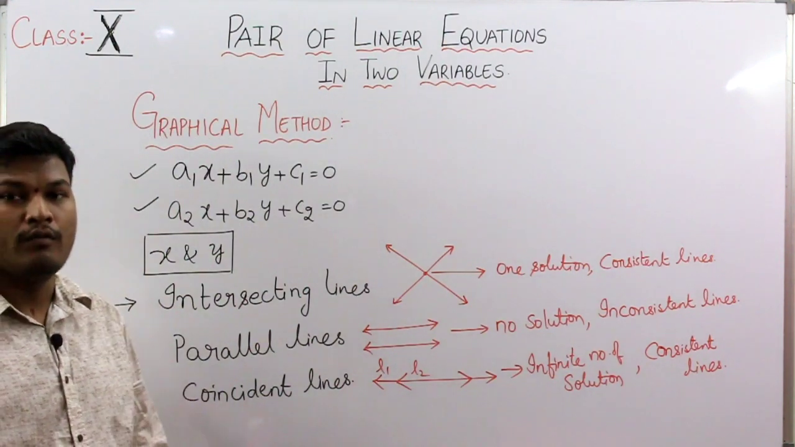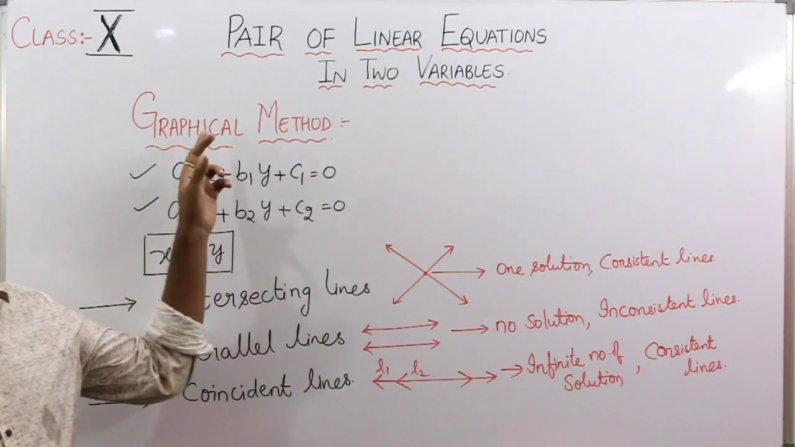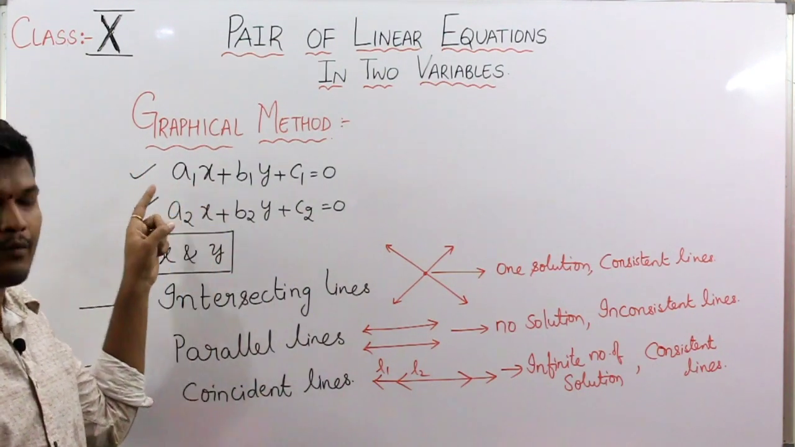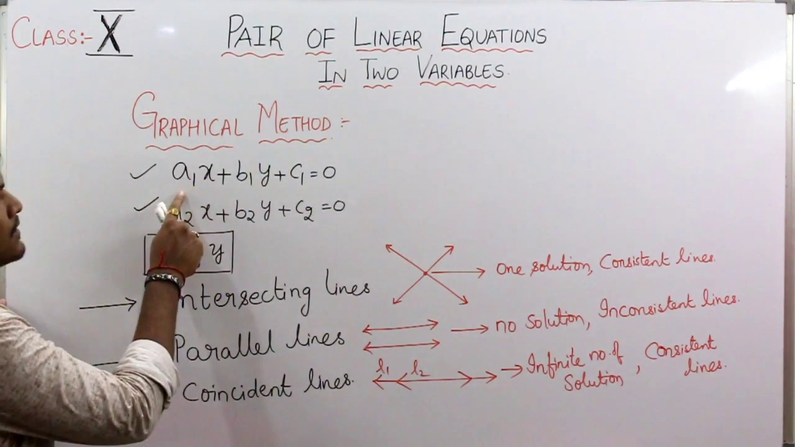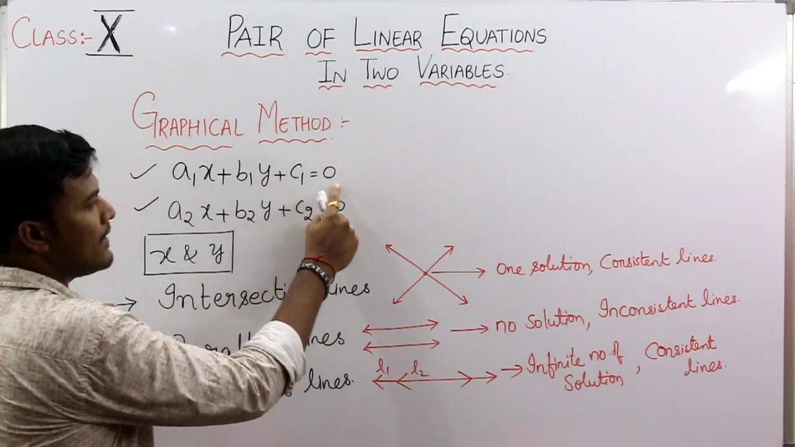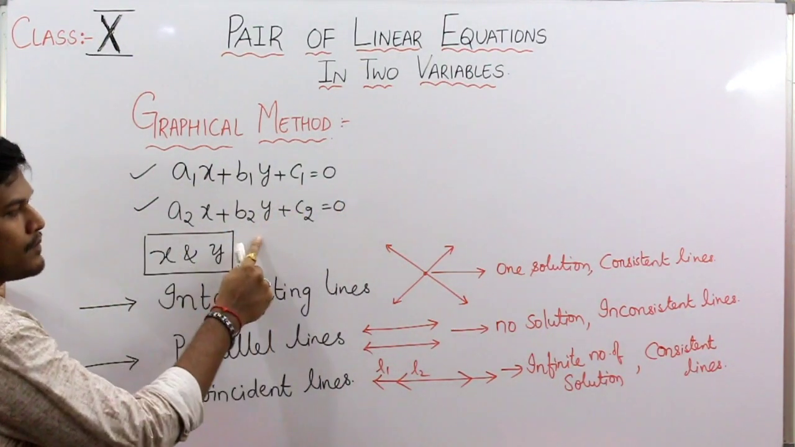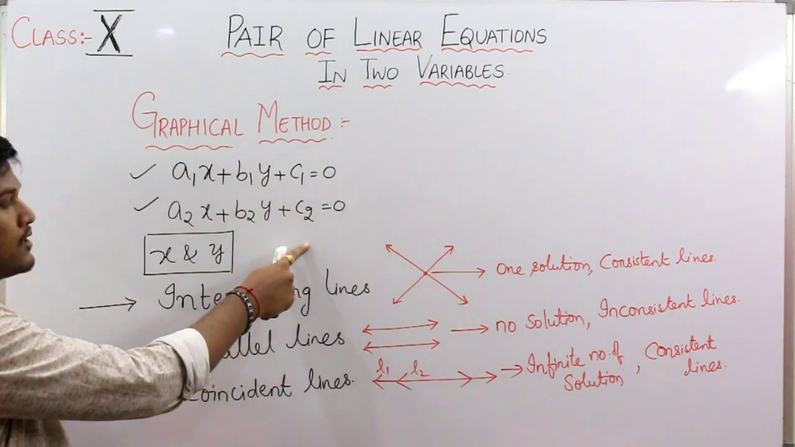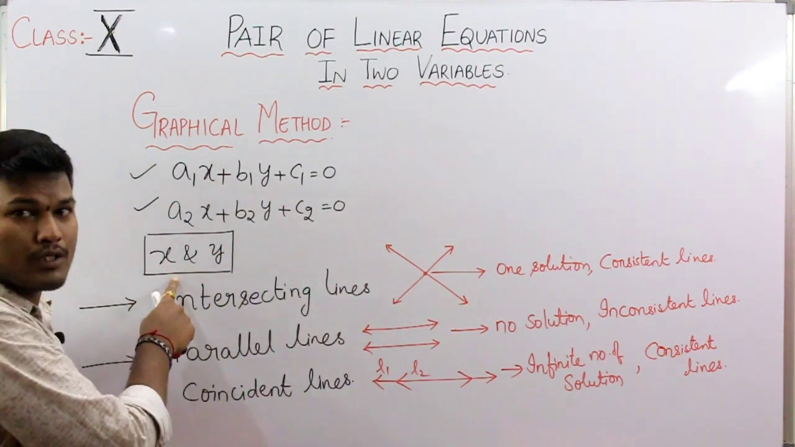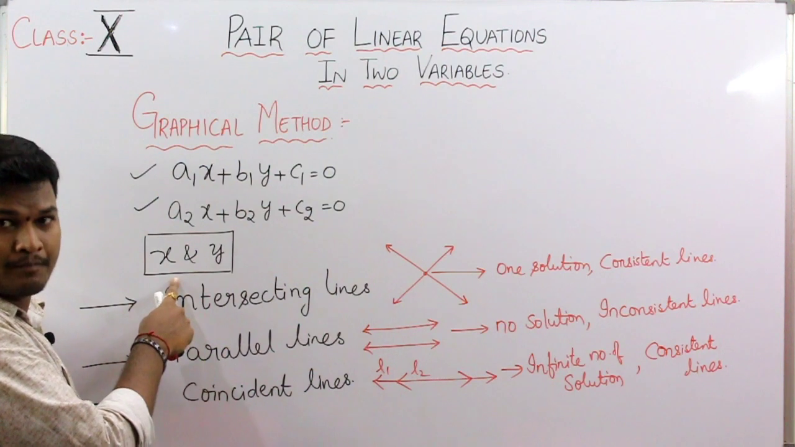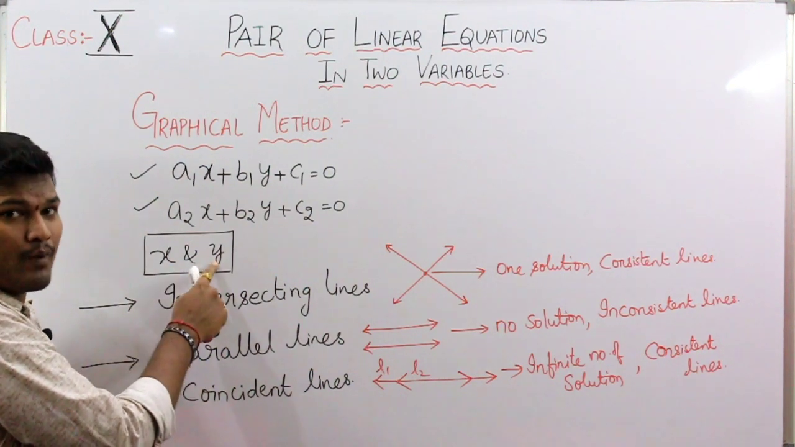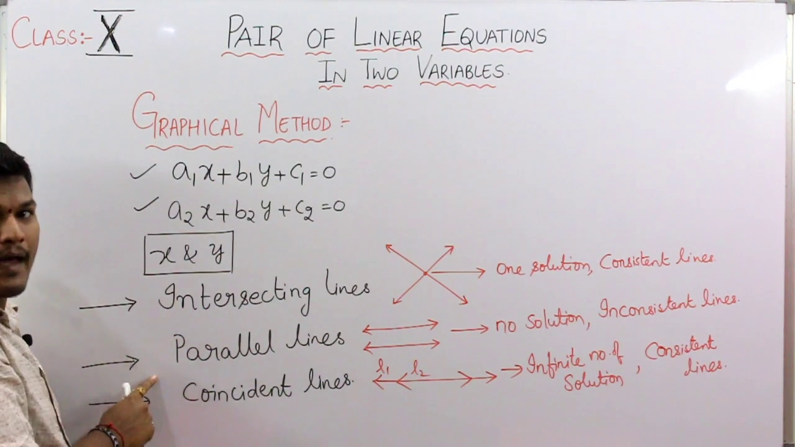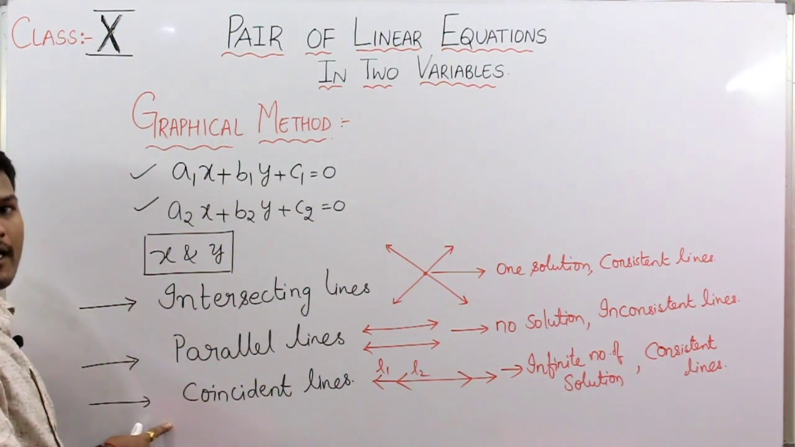Okay, so now from this what we can conclude is, in the graphical method we have considered a pair of linear equations: a1x plus b1y plus c1 is equal to 0, a2x plus b2y plus c2 is equal to 0. For this pair of linear equations, we will have one solution, that is x and y. From this x and y, we will be getting three types of things.